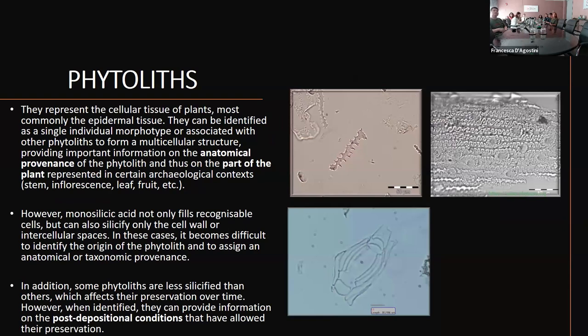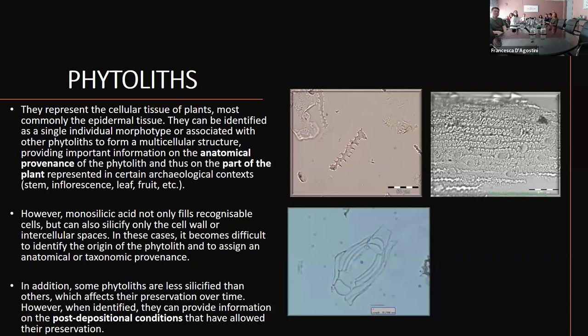They represent the cellular tissue, most commonly the epidermal, and they can be identified as a single cell, which is the first one, or in what we call a multicell or interconnected cell structure, which is this one here. So when we find a phytolith, one of the first pieces of information that we obtain is the anatomical provenience of the phytolith, and thus the part of the plant represented in a certain archaeological context. So we can see if it is the stem, the inflorescence, or if there is a whole plant. So we can get a first approach to that. But as you said, they don't only fill the cells, but also silicify the cell walls or the intercellular spaces. In these cases, it becomes difficult to identify the origin of the phytolith.